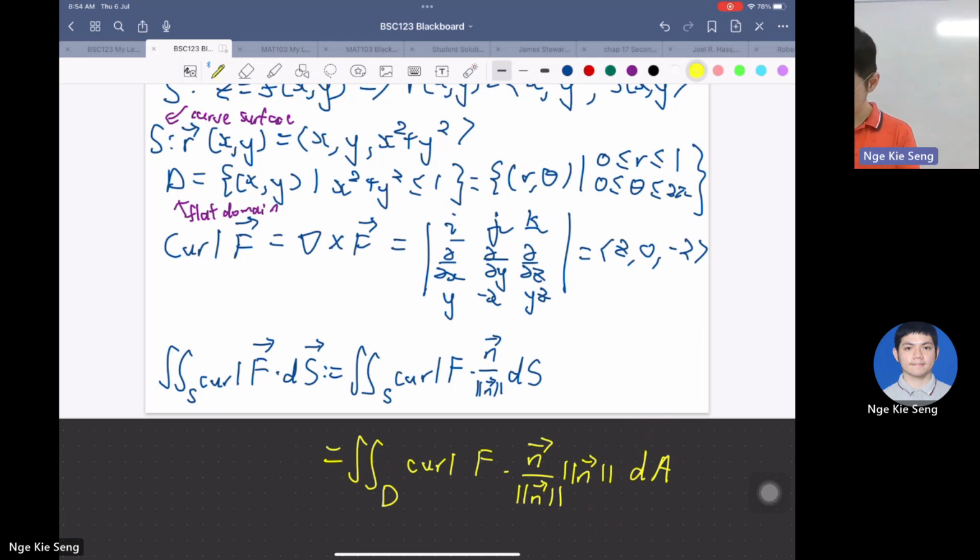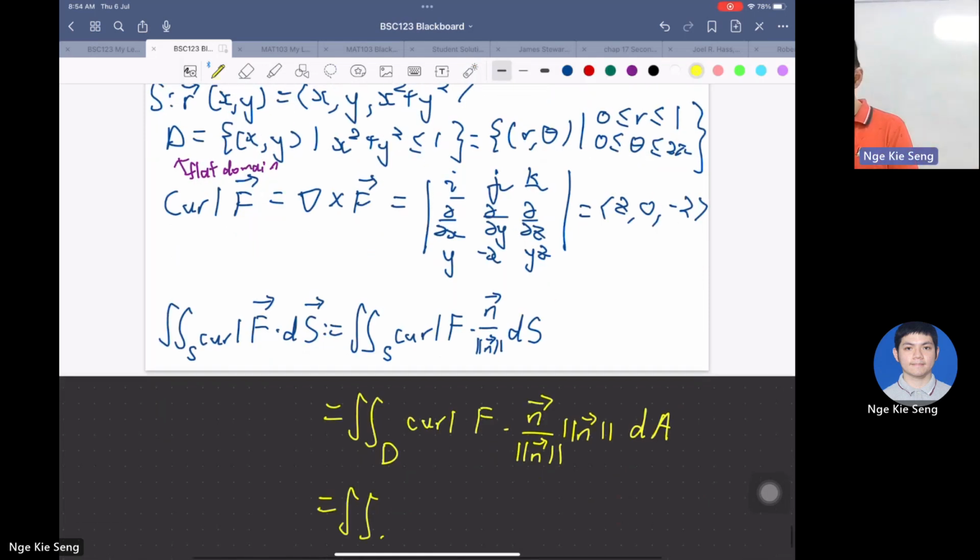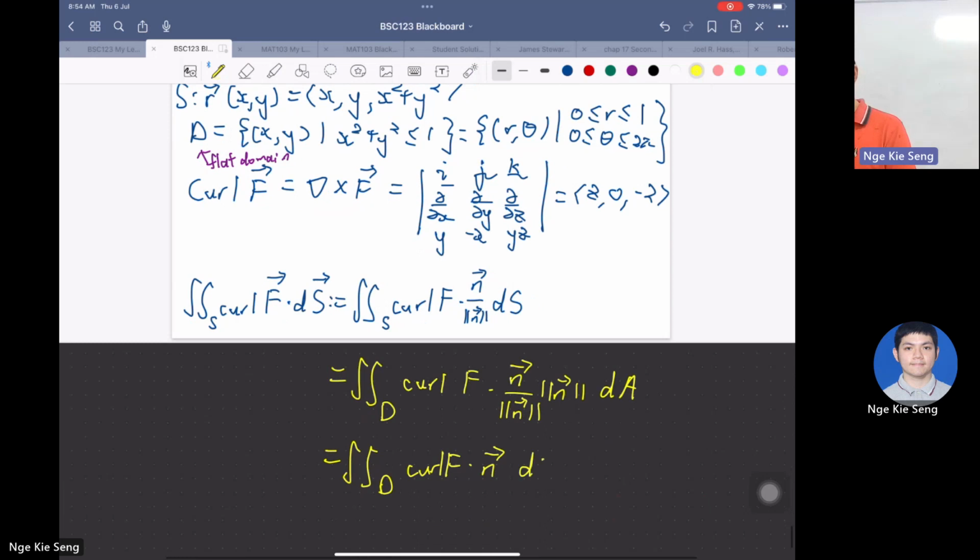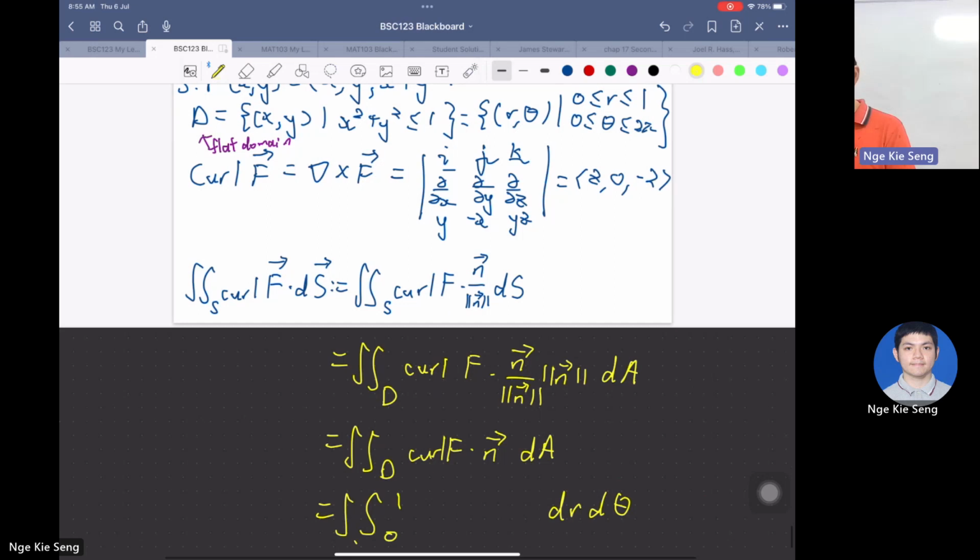Let me show you. So here, curl F dot the normal vector, and then dA. What is dA here? dA here is dr d theta, where r goes from 0 to 1 and theta from 0 to 2 pi. Curl F is z, 0 and minus 2. What is n? What is n? The normal vector to the tangent plane.